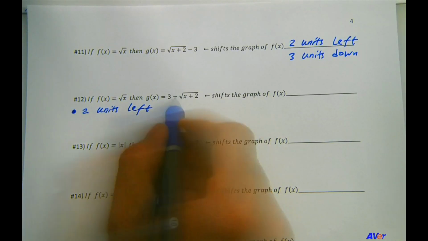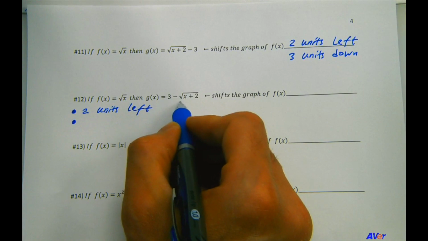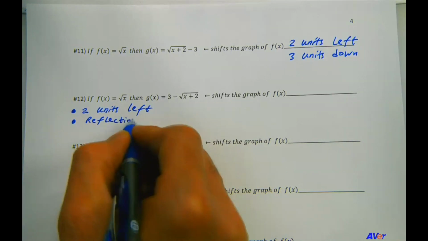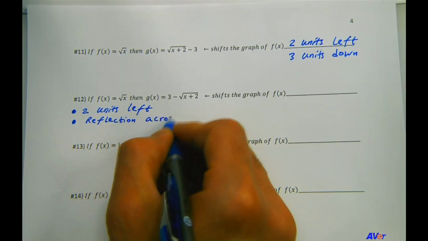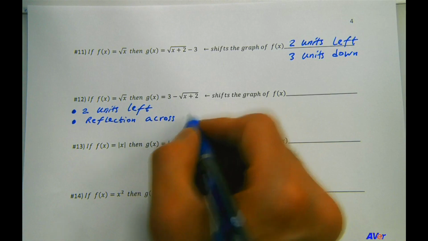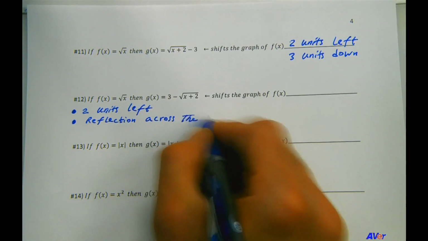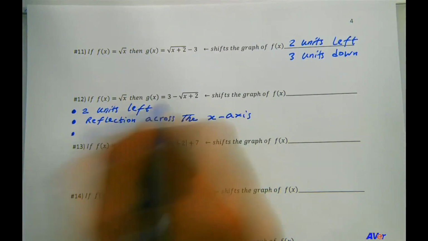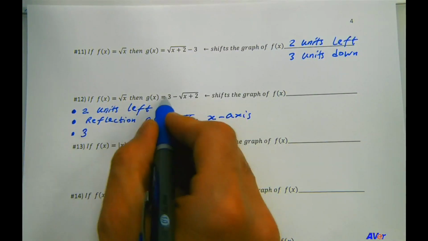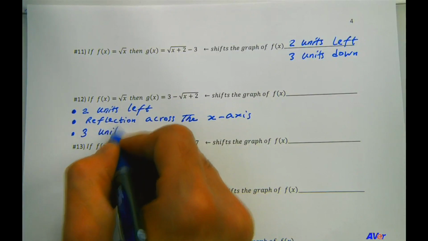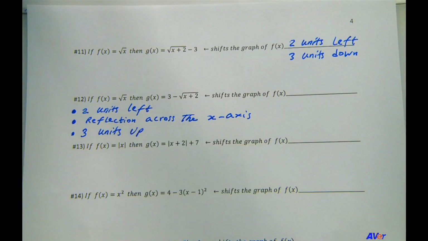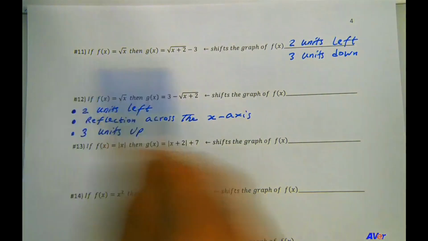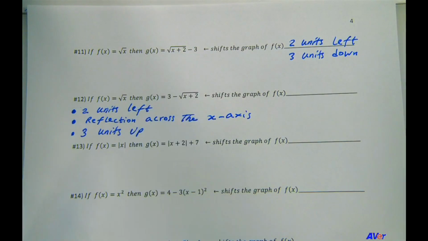And then because of this minus, we have reflection across the x-axis. Sometimes you read reflection in the x-axis or across the x-axis. And then because of this 3, we have 3 units movement in which direction? Up or down? Up. Right? Okay, so let's go back to the computer. We're going to plot number 11, that one, and number 12.